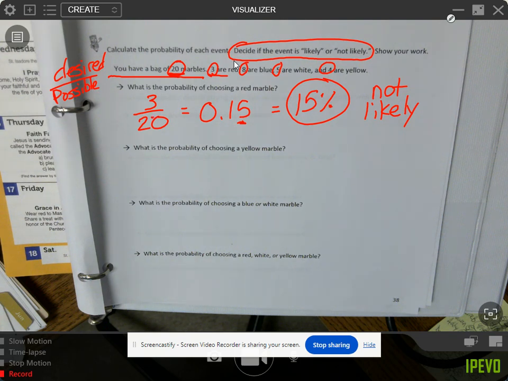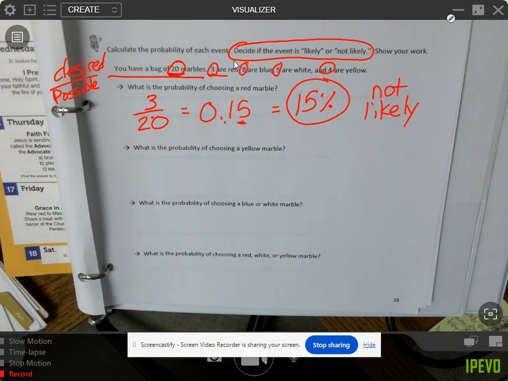So these are all the steps I want to see. I want to see your fraction. I want to see the decimal you get. I want to see the percent you get. And then I want to see if it's likely or not likely. So let's look at our next one. What is the probability of choosing a yellow marble? What is my fraction going to be?